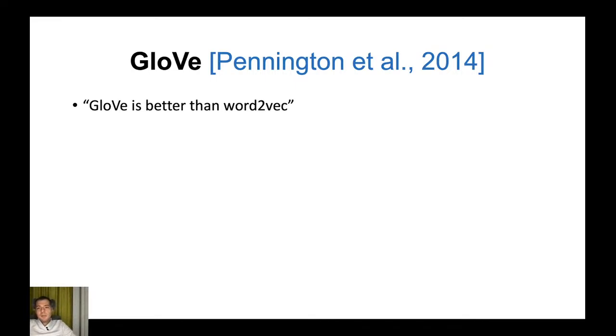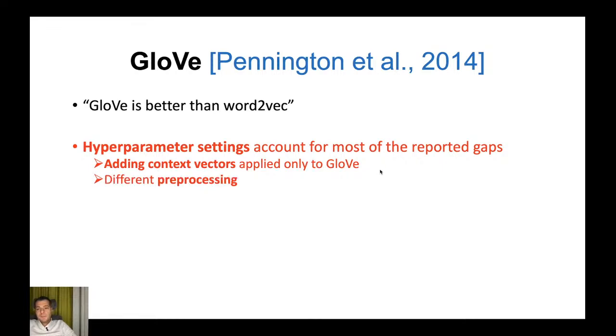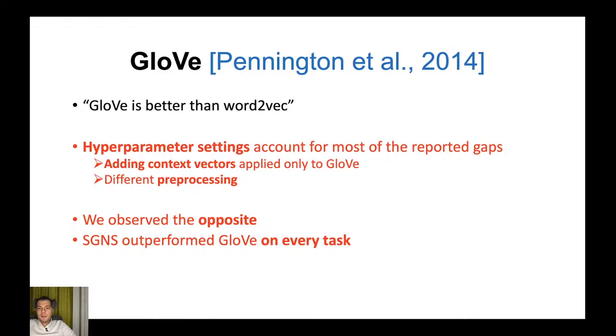So now the other claim, that GloVe is better than word2vec, this was also in the paper that introduces GloVe. So it seems that the gap once again is explained by using better hyperparameters than the algorithm itself. So it seems that the improvement is due to adding context vectors, which was applied only to GloVe, and also a different pre-processing. So actually, when they transferred the hyperparameters between word2vec and GloVe, they observe the opposite. So it seems that GloVe obtained results only because of better hyperparameter settings, and the actual algorithm seems to be slightly worse. So skipgram with negative sampling outperforms GloVe on every task they considered.